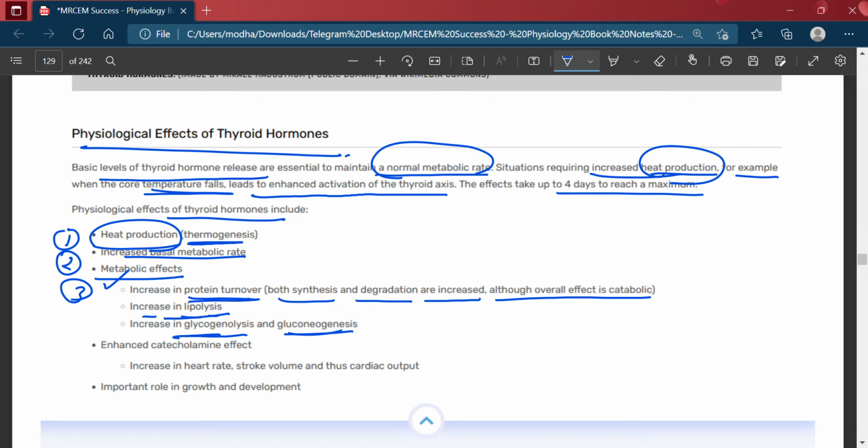Then there is enhanced catecholamine effect. So it causes an increase in heart rate and stroke volume, and thus increases the cardiac output. And it has an important role in growth and development.